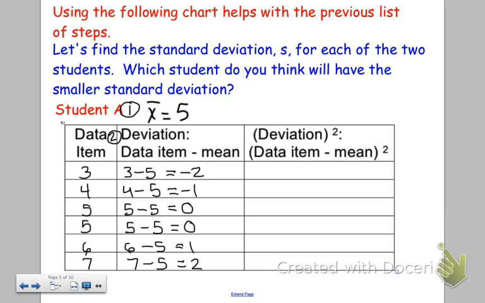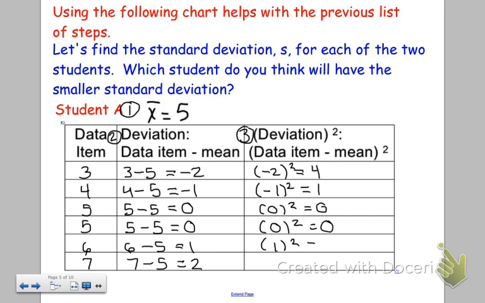Okay. Step 3 now tells us to square each of those deviations that we just found. So we're going to square negative 2, which gives us a positive 4. We're going to square negative 1, which gives us a positive 1. We're going to square 0, which gives us 0. We're going to square 0 again, which gives us 0. We're going to square 1, which gives us 1, and we're going to square 2, which gives us 4.